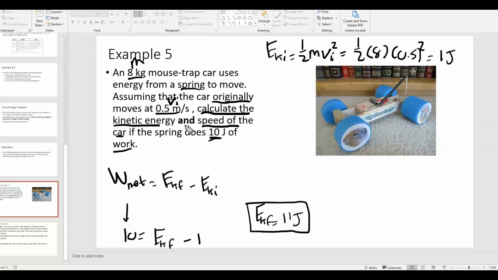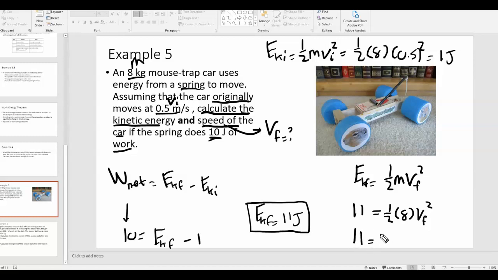Now the second question says calculate the kinetic energy and the speed of the car if the spring does 10 joules of work. So I found EK final, but when it's asking me for the speed, now it's asking me for V final because they already give me V initial. Now they're looking for V final. So how do I find V final? Well, I'm going to use the kinetic energy equation to do that because EK final would be equal to 1/2 times m times V final squared, and I just found EK final. Okay, that was 11 joules. Okay, so now I'm just going to plug in, and now I have to rearrange to get VF by itself.